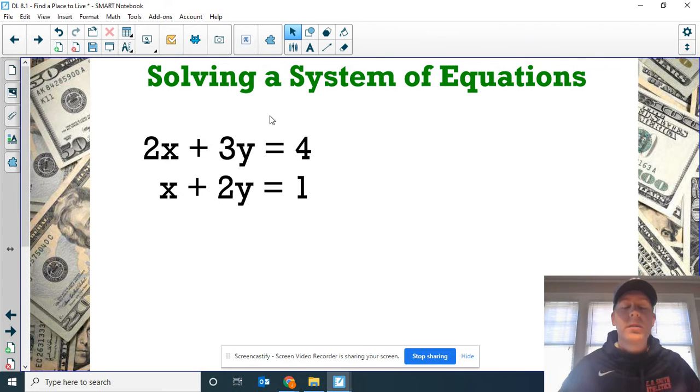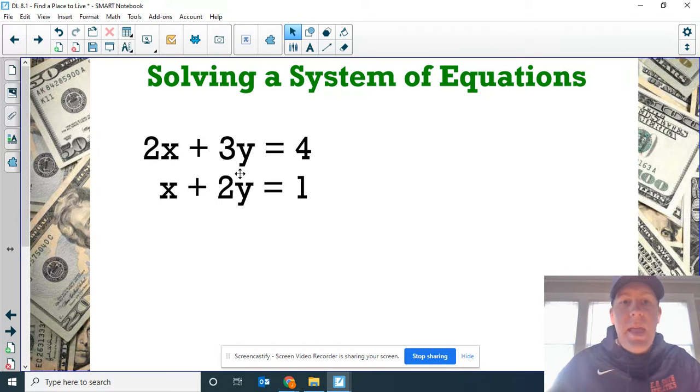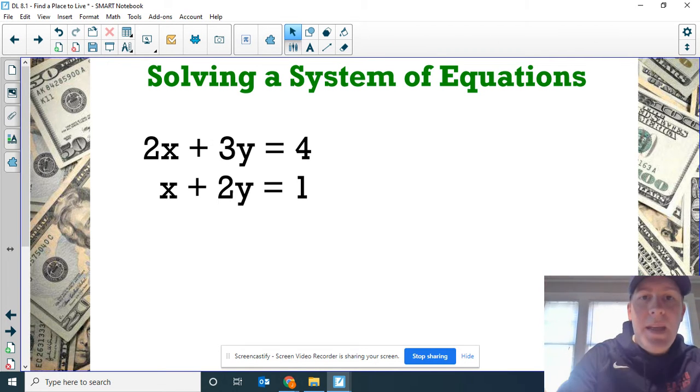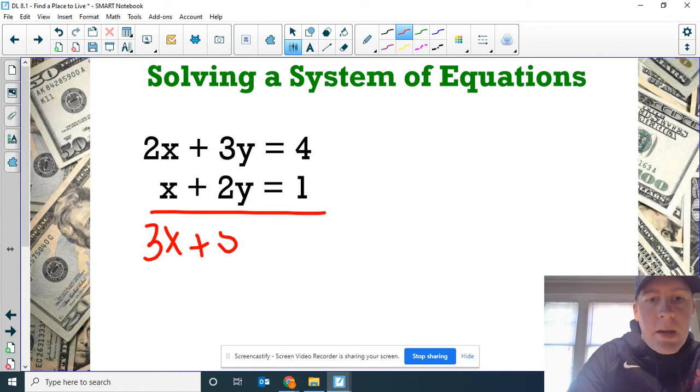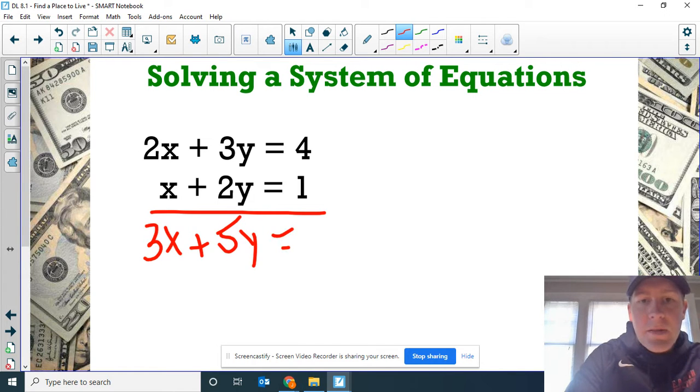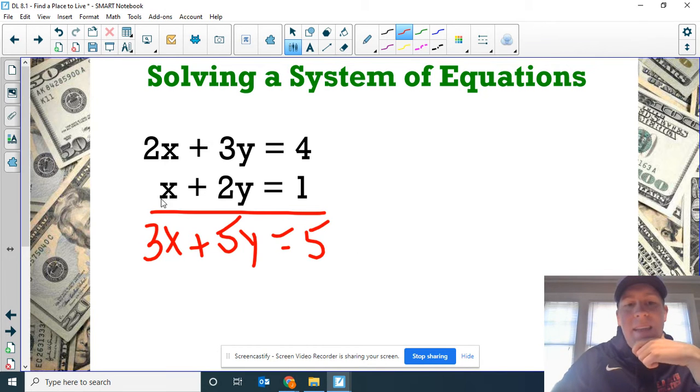The way elimination works is we want to add these two equations together, and when we add them together, we want one of the variables to cancel out. So think about this right now, guys. If I was to add these two equations together as they are, 2x plus x would give me 3x, and 3y plus 2y would give me 5y. It's like combining like terms, and then doing the same thing on the right-hand side: 4 plus 1 is 5. The problem here is that neither variable cancels out at this point.